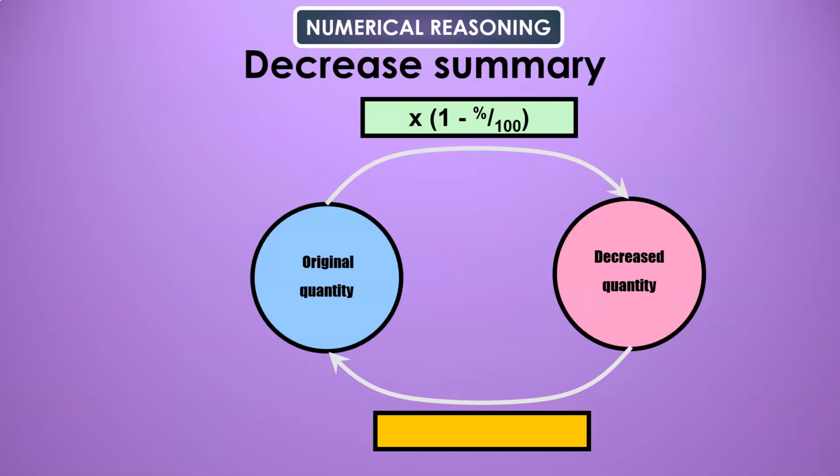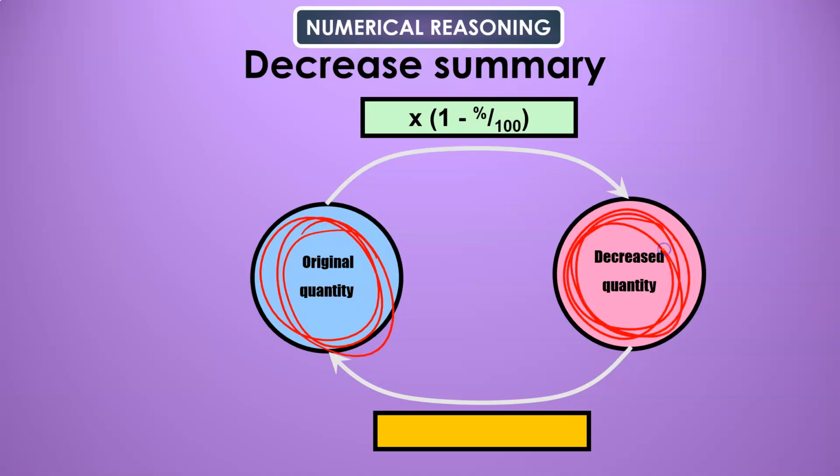So just a summary of doing a decrease. We have our original amount. We want a decreased quantity, so it should be smaller. So we take a percentage, we divide it by 100, and we take it away from 1.